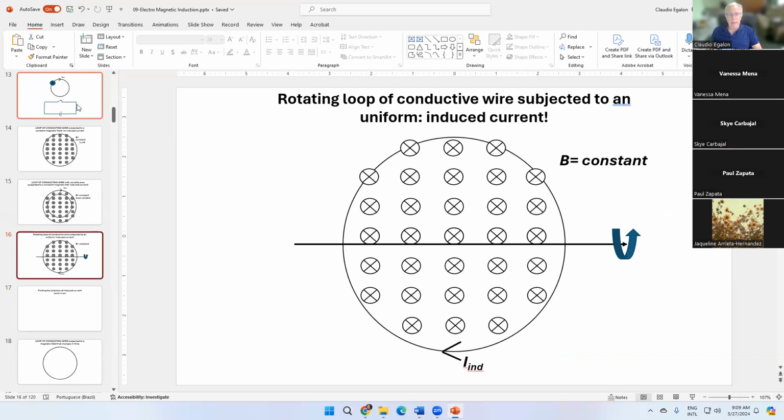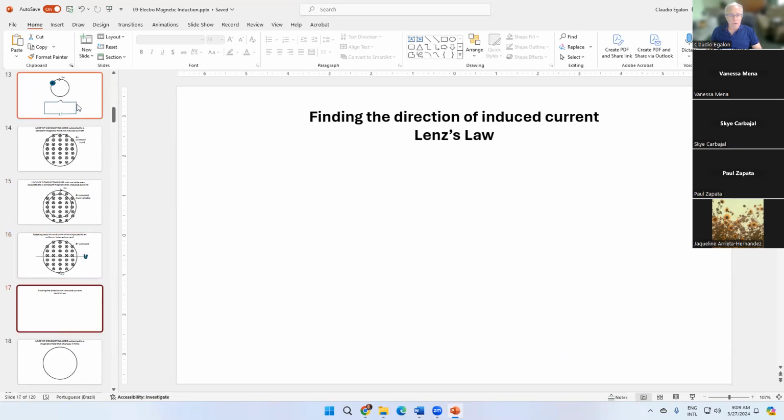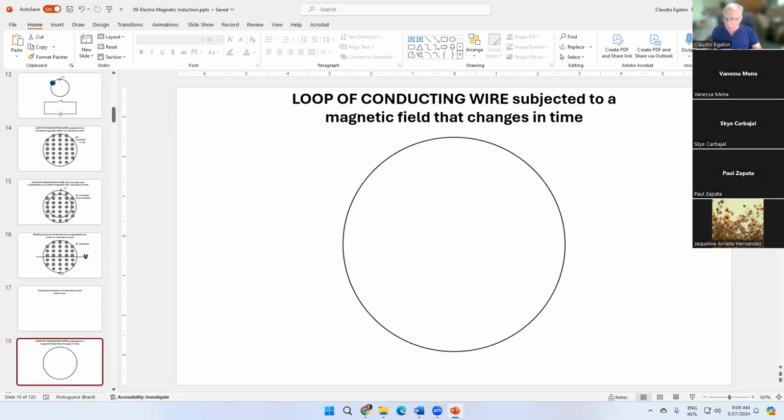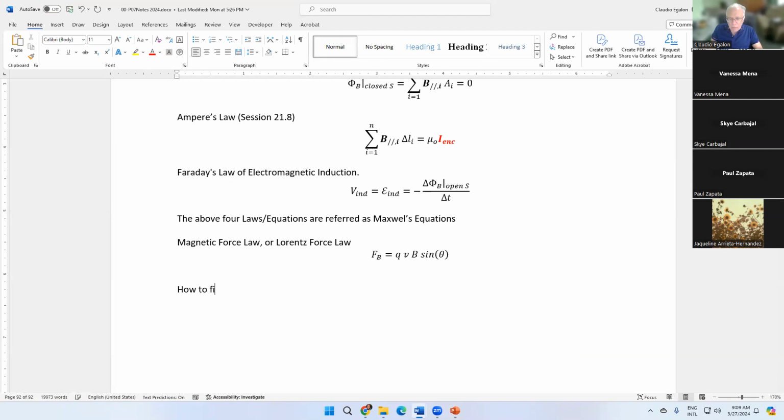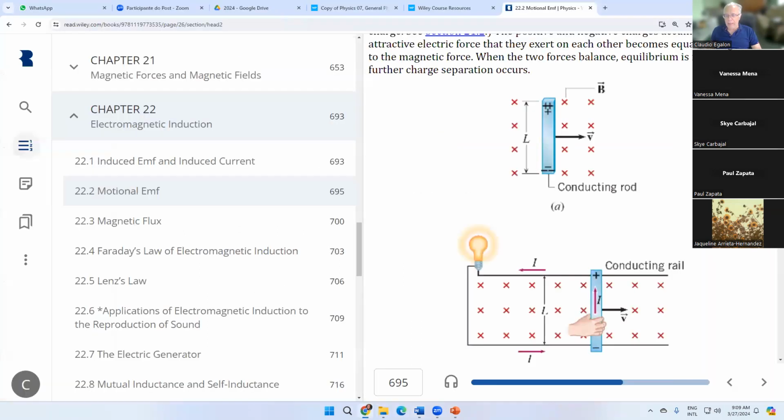We saw different ways of generating a current through a closed circuit. Now what we are going to find out is how we find the direction of the induced current in this circuit. How to find the direction of the induced current through a closed circuit. That's called Lenz's law, and it's spelled out in chapter 22.5.